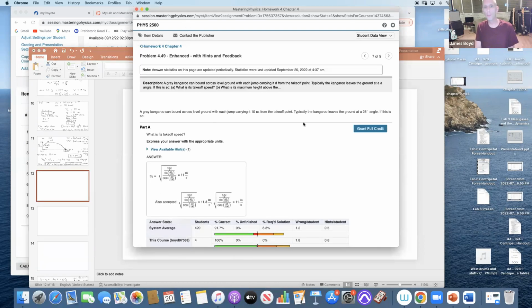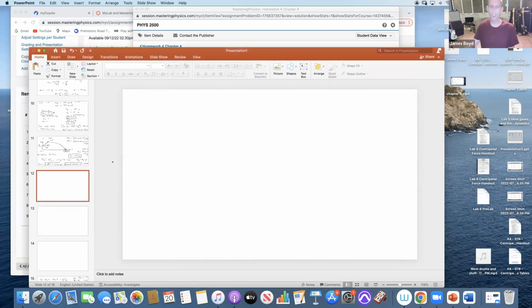All right, we did this one in class as well. A kangaroo jumps 10 meters from its takeoff point at a 25-degree angle. So this kangaroo jumps 10 meters. That 10 meters is its x final. And the only thing we know is that it jumps from a 25-degree angle. We don't know what v naught is, but we want to find it.